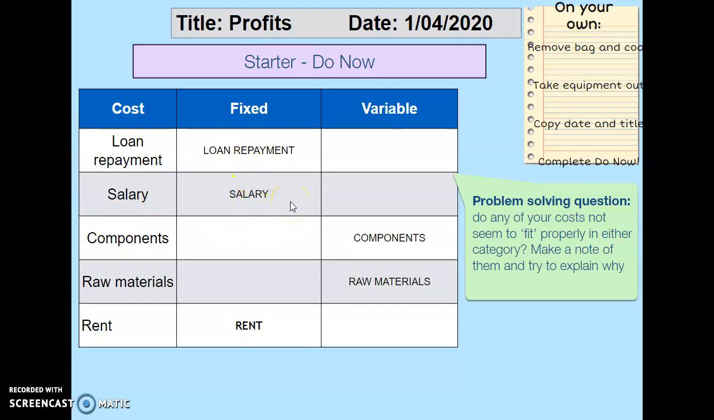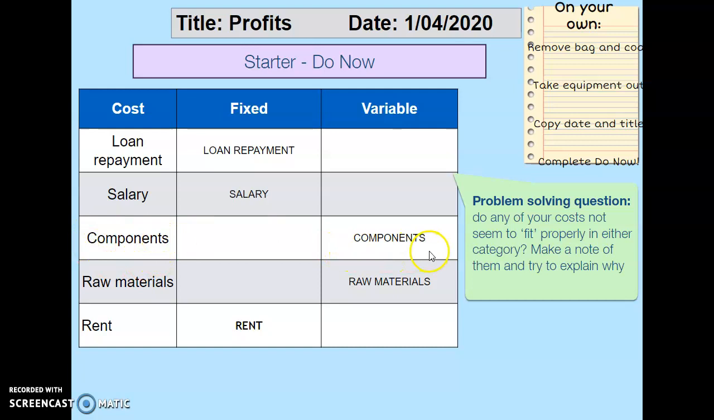We're going to have a look at this in a minute because our specification classes salaries as fixed costs, but income, which is like the umbrella term for salaries and wages, is a bit ambiguous. So we can have a look at that in the next few slides. But anyway, in this case here, a salary definitely is classed as a fixed cost.